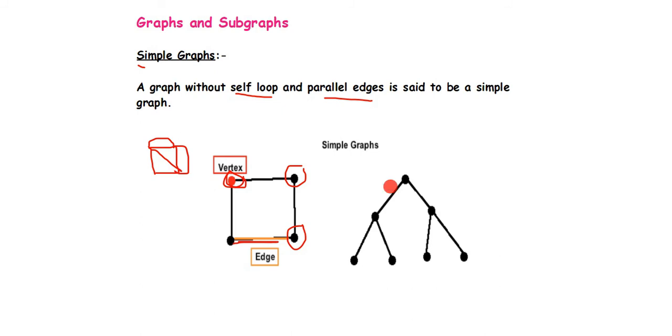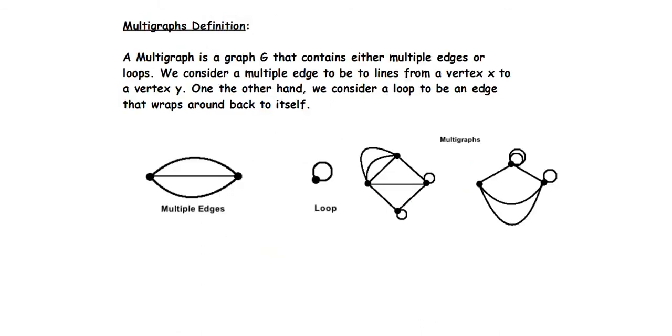Even a tree structure, this diagram, is also a simple graph with nodes. These are the parent node and these are the child nodes, and this is a parent node and these are the child nodes. So this is also a simple graph.